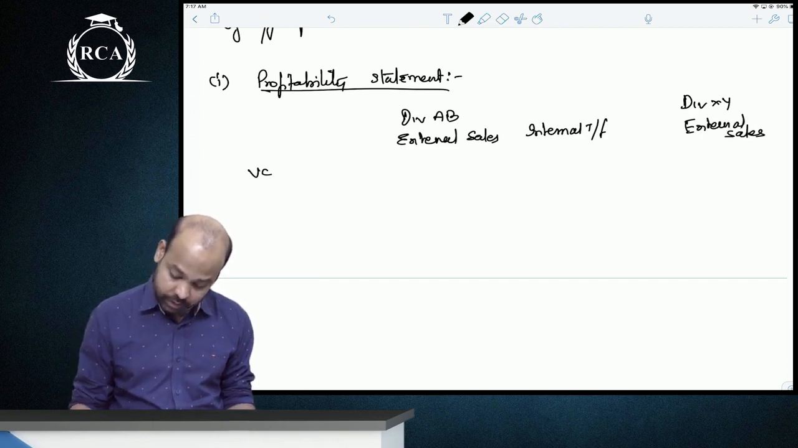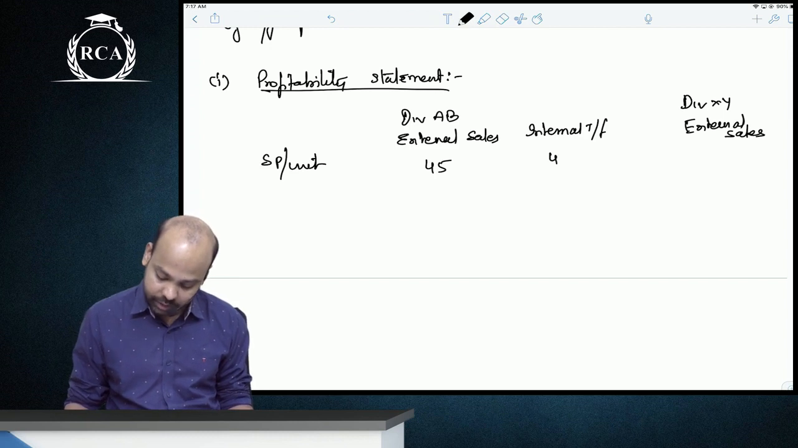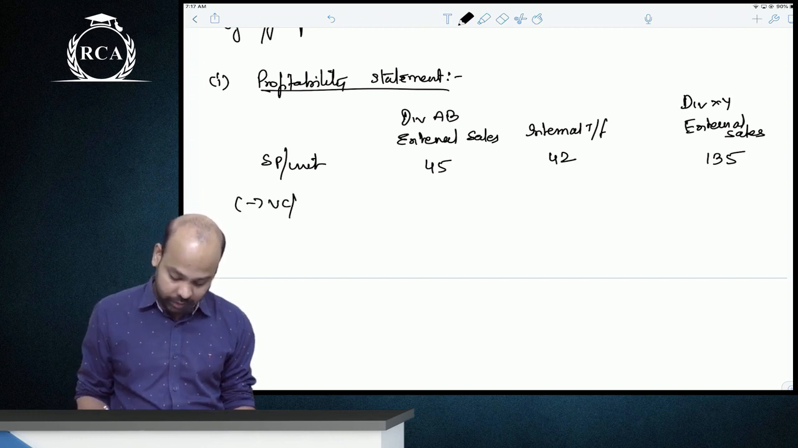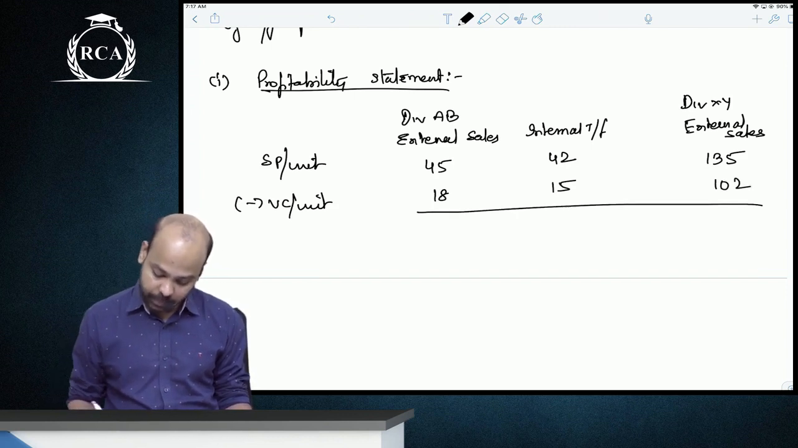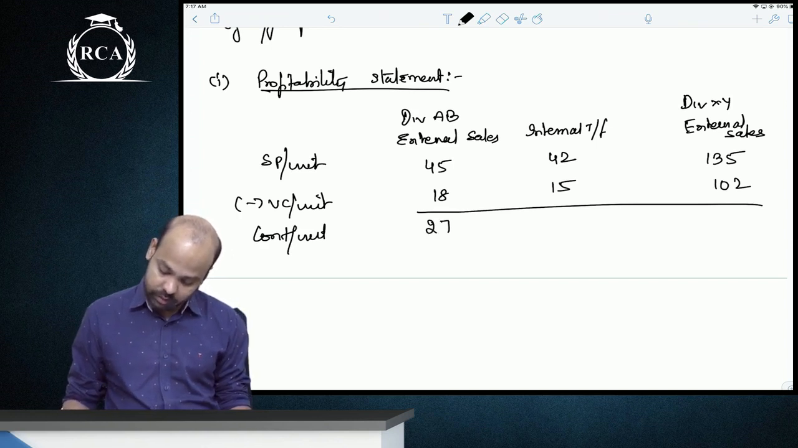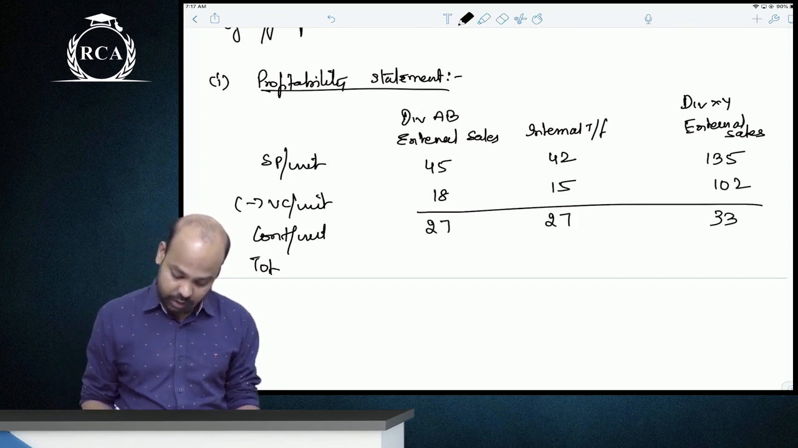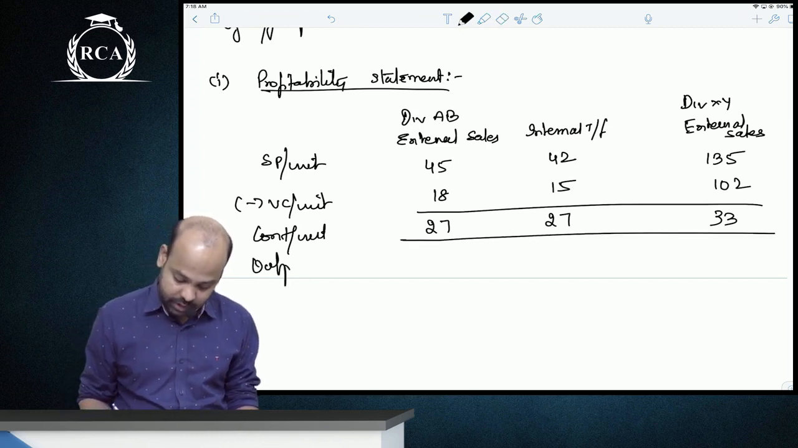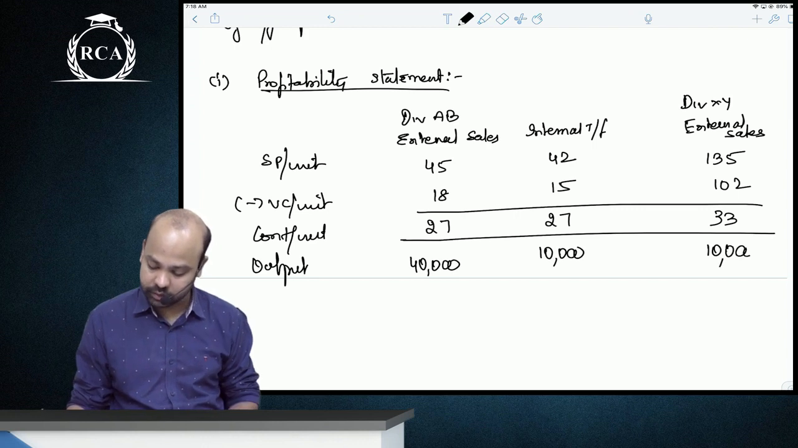The selling price per unit guys of division AB in external sales is 45, internal transfers 42, and we are selling 10,000 units at 135. The variable cost per unit guys is 18 rupees. Here it is 15 rupees. Here we got it as 102 better. The amount of contribution per unit that we are making guys, here it is 27. Here also guys it is 27. Here guys it is 33. Our output as such guys is 40,000 units in the external market, 10,000 internal transfers, and here 10,000 external sales.